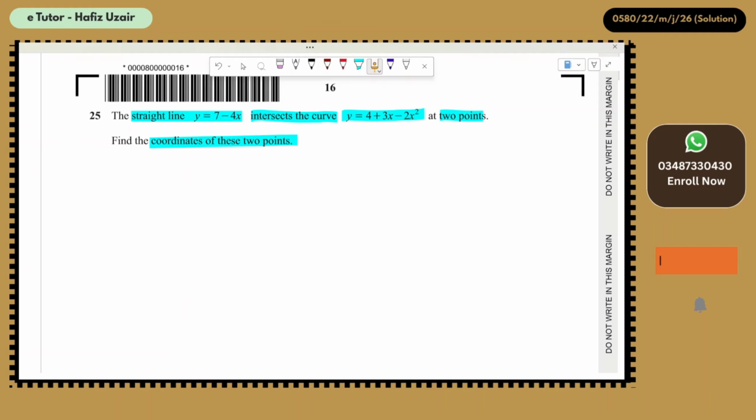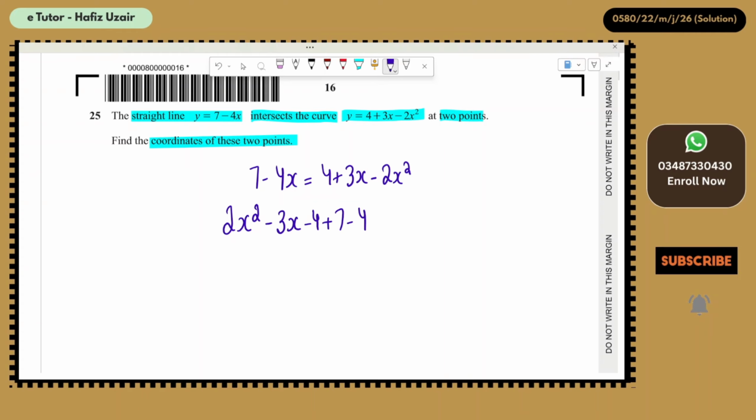So what you will do is simply equate the equations, since their left sides are the same. So you will get 7 minus 4x is equal to 4 plus 3x minus x square, 2x square, sorry. So if you bring these terms over here, that will be 2x square minus 3x minus 4 plus 7 minus 4x. So now 2x square minus 7x plus 3 will be equal to 0.